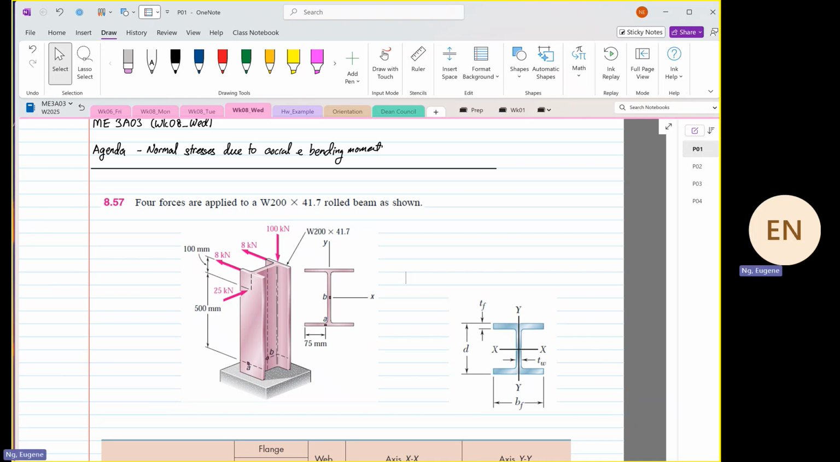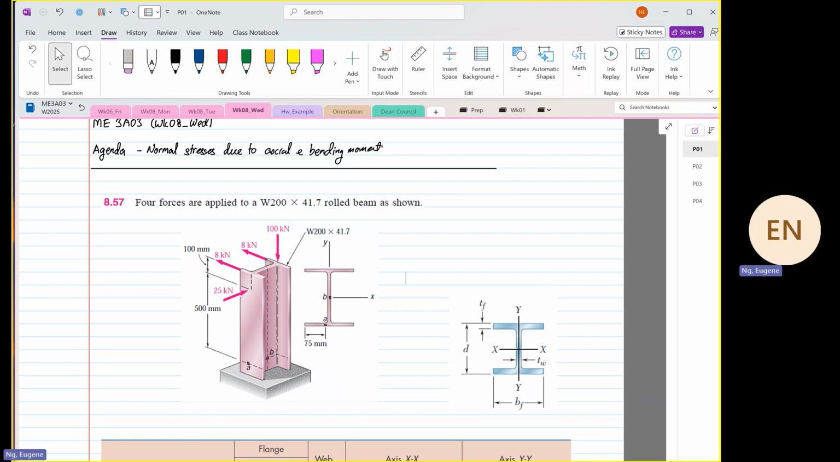So we are not just going to solve for what the actual load for the moment. Okay. We are also going to calculate the stress for the structure. Okay. So 4 forces are applied to a W200 41.7 row beam as shown. We are going to determine the normal stresses at point A and the normal stresses at point B.